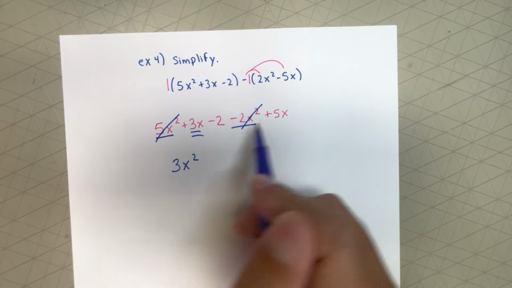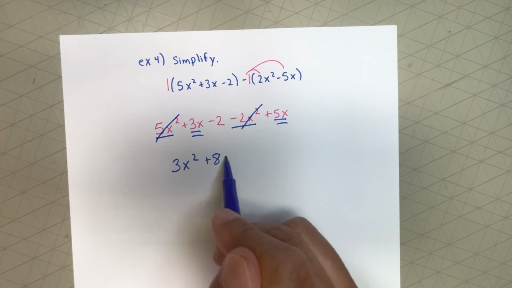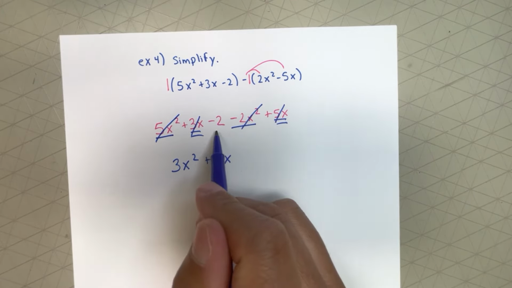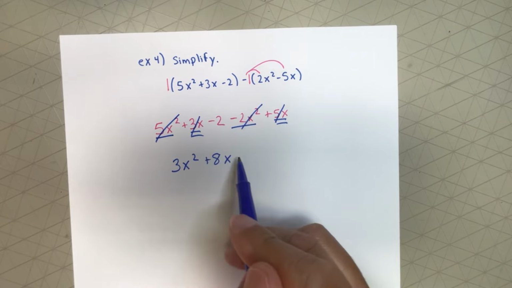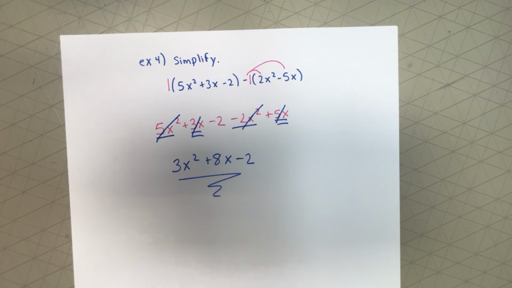I see an x and an x. Positive 3, positive 5 add up to give me 8x. And then I see that I'm left with a minus 2, but there's nothing to combine it with. So what happens? It just drops. So when you don't have something to combine a similar term with, you just drop it. And that's how you go ahead and add and subtract polynomials.